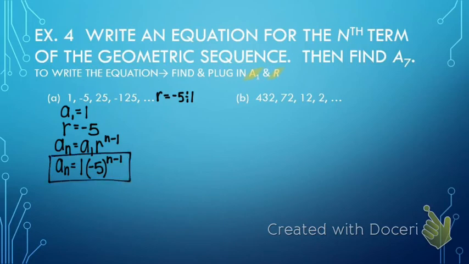So a geometric sequence has a little bit less work on this part. All you can do is plug in the a sub 1, plug in the r, and box in your answer. This is the equation that would help us find any term we wanted in this list. Now, what term have they asked us to find, though? A sub 7. So right underneath the equation, we are going to write a sub 7.